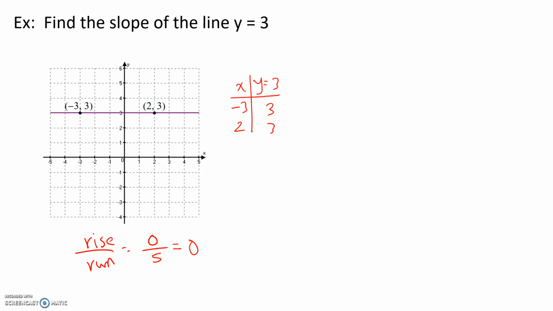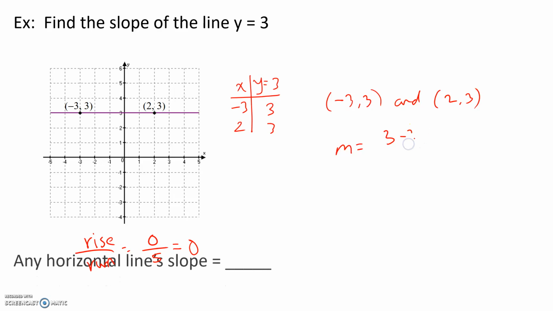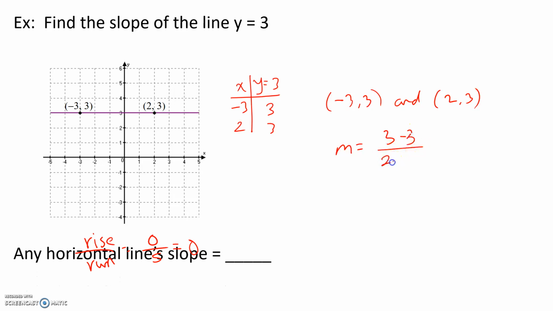If we use a formula, our 2 points are -3, 3 and 2, 3. Slope is y2 minus y1 over x2 minus x1. 3 minus 3 is 0, 2 minus -3 is 5, and once again, 0 divided by 5 is 0. So any horizontal line slope is going to be 0 because with any horizontal line, there is no change in the y values. Therefore, the numerator will always be 0, and the slope of any horizontal line is always going to be 0.